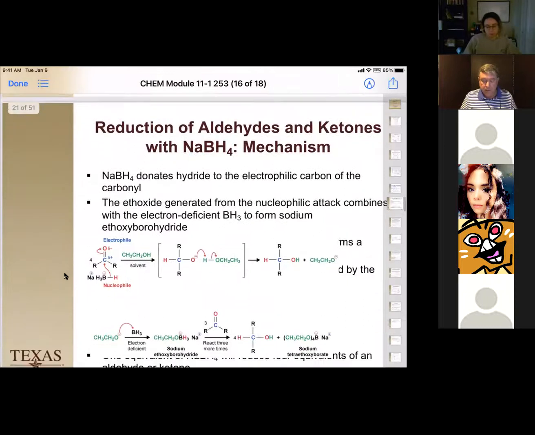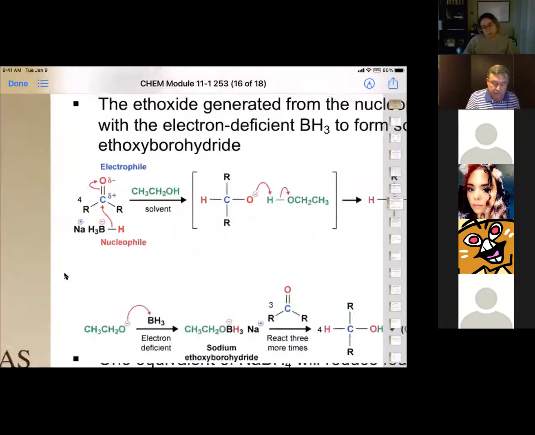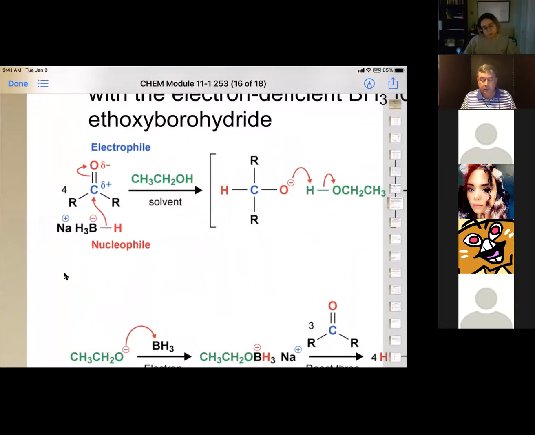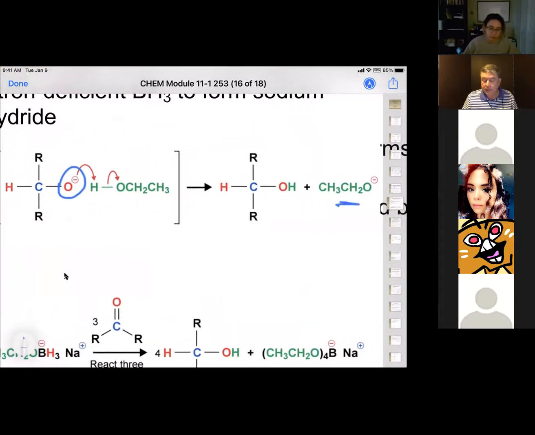All right, so what's the mechanism? So the first step in the mechanism is that we have the transfer of the hydrogen and both of its electrons to the carbonyl carbon, giving us a negative charge on the oxygen. The oxygen there is then going to act as a base and pull a proton off the alcohol in the solvent, giving us our primary alcohol and our alkoxide here.